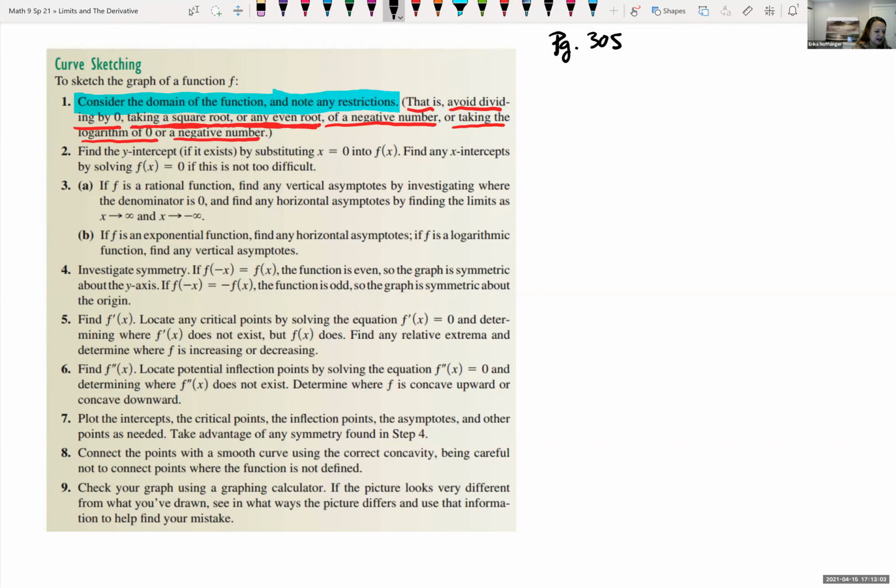Once you've done that, it's also helpful to find your y-intercepts if they exist. That's probably the easiest one to do for intercepts. All you're doing is substituting x equals 0 into your function f(x), wherever you see an x. To find x-intercepts, this can be harder, but you're going to set f(x) equal to 0. And then hopefully it's not too difficult.